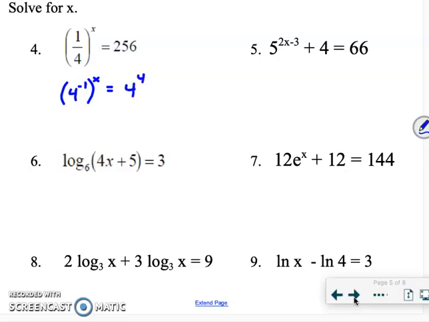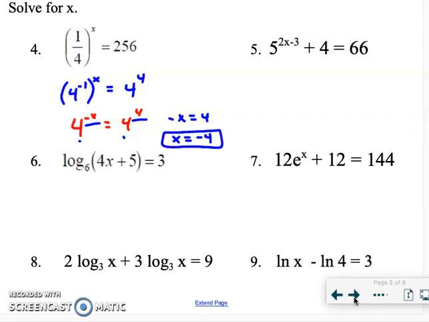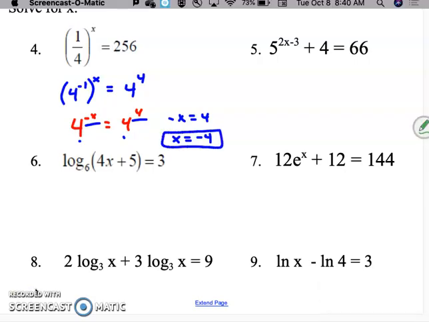256 is going to be 4 to the 4th power. So to clean this up, if I were to distribute, 4 to the negative x is equal to 4 to the 4th. We've shown that we can actually use the 1-to-1 property. So my exponents, negative x and 4, are equal to each other. Now I know that x equals negative 4. Right over to the second problem.